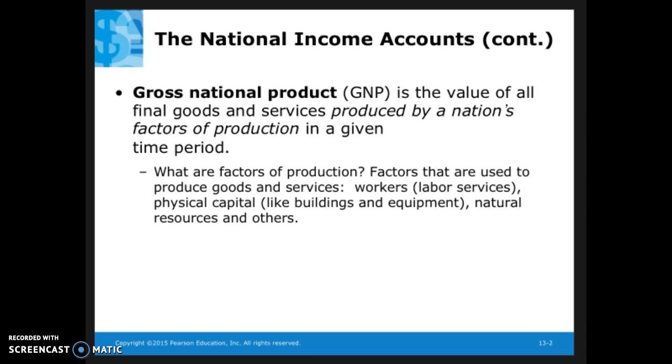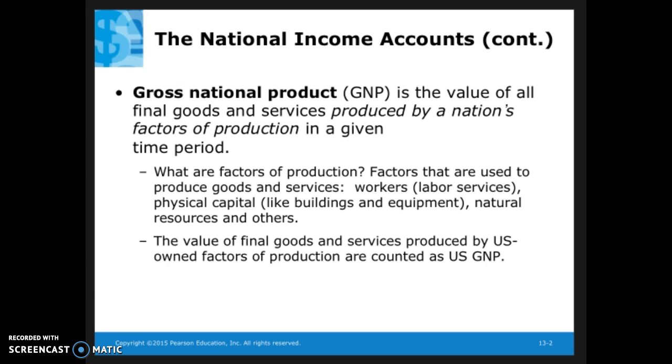So what are factors of production? We typically have land, labor, and capital. So factors that are used are workers, which is labor services, physical capital like buildings and equipment, and natural resources, which are typically called land. The value of final goods and services is counted as US GNP.